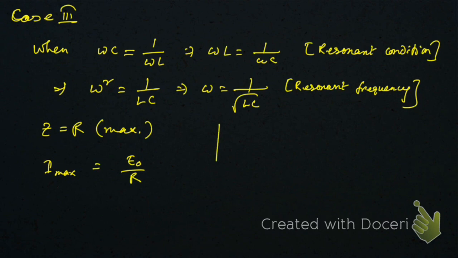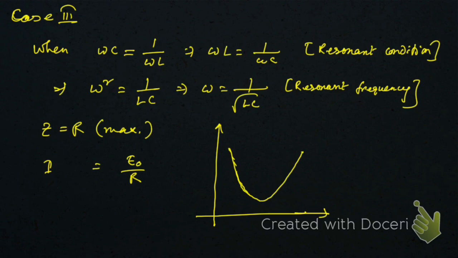Let me draw the graph. In this resonant condition, in this circuit, the current will be minimum at the resonant frequency, at omega R. This is the frequency curve, this is the current. So here current is minimum. Hope you have understood these things.